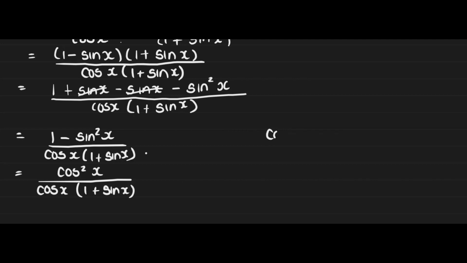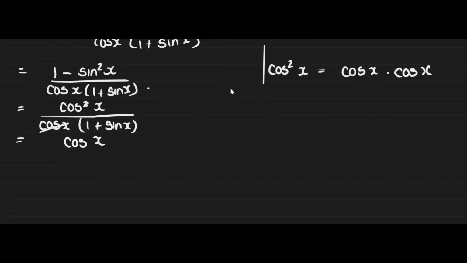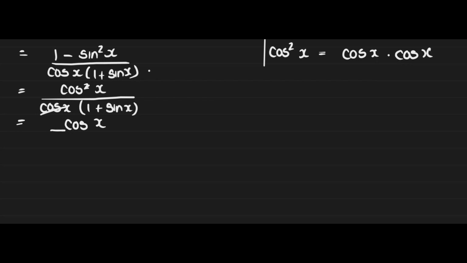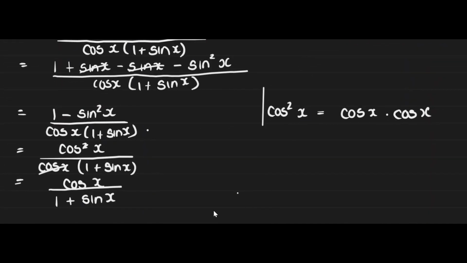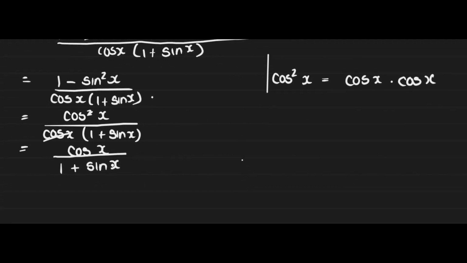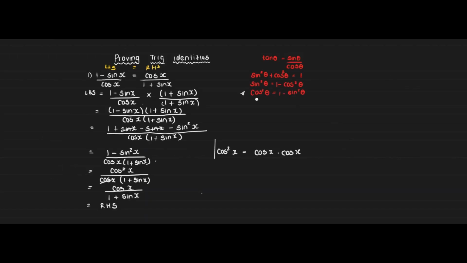We know that cos squared x is the same as having two cos's multiplied with each other. Since we have two of them, one of them cancels with the cos in the denominator. So you're left with just cos x divided by 1 plus sine x. And we see that this is the same as the right hand side. We have cos x over 1 plus sine x, and that is exactly what we got when we simplified the right hand side. So this is also equal to the right hand side. This is the final answer.